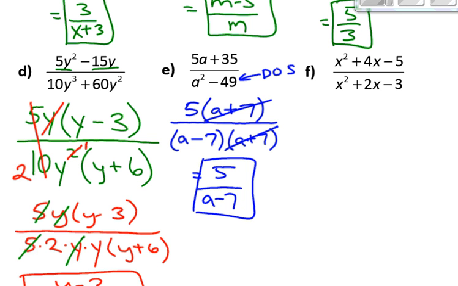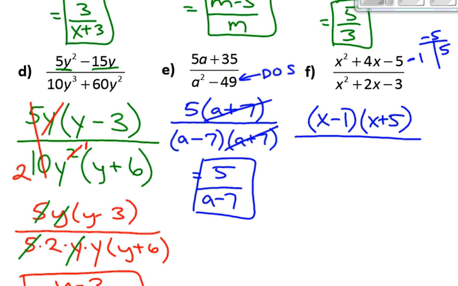All right, last example for F, we have a trinomial over a trinomial. So we have to factor both of these using the AC method. So for the numerator, we have negative 5 as a times c. The only factors of 5 are 1 and 5. But to get positive 4, we would have to subtract 1. So the numerator becomes x minus 1 times x plus 5.